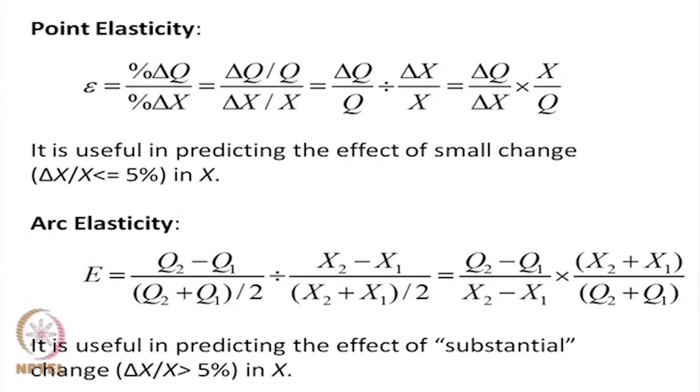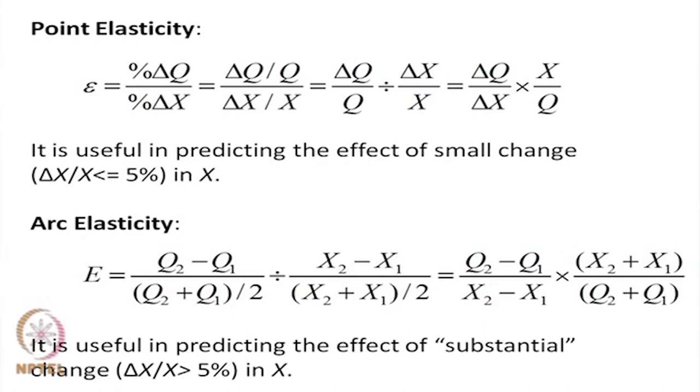Now, in this context, we define two types of elasticity: point elasticity and arc elasticity. Point elasticity is basically percentage change in Q divided by percentage change in x, the factor. So, it is basically fractional change delta Q by Q divided by fractional change in x, delta x by x. Multiplication by 100 in the numerator and in the denominator cancel out, leaving only the fractional changes, delta Q by Q divided by delta x by x.